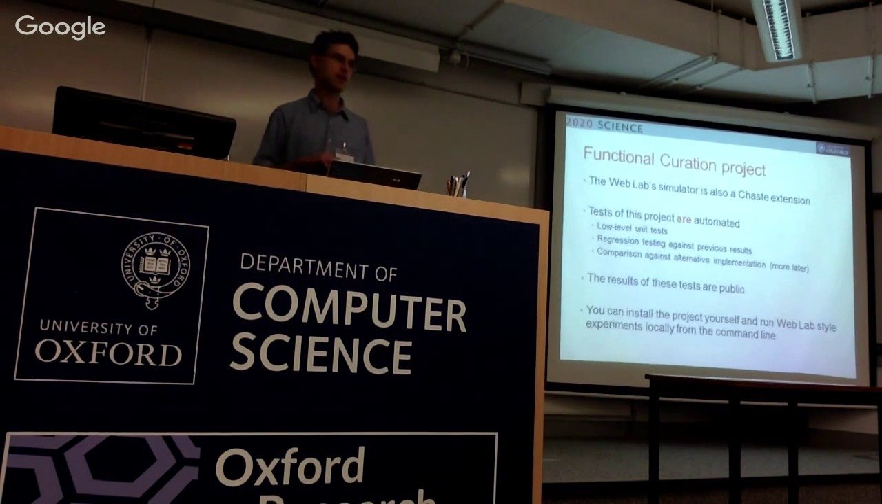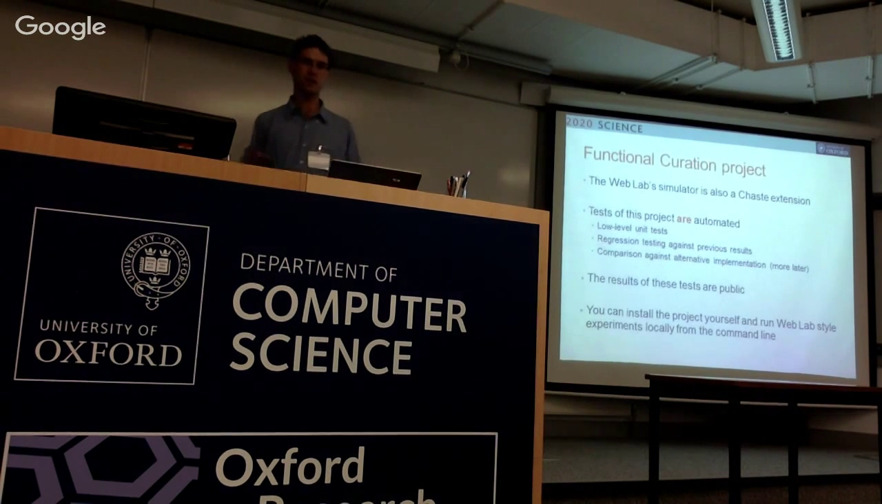The back-end simulator that runs experiments on the web lab is another Chaste extension, a user project called Functional Curation. And that has quite extensive automated tests. Every time that software is changed by me or by anyone else, it's an open source project, a suite of tests gets run, both low-level unit tests of the individual functions and classes within that library, but also regression testing. There's a suite of tests that run particular protocols on about 30 or 40 models, and reference results are stored.